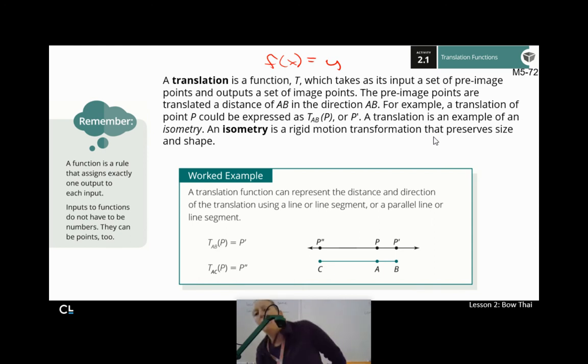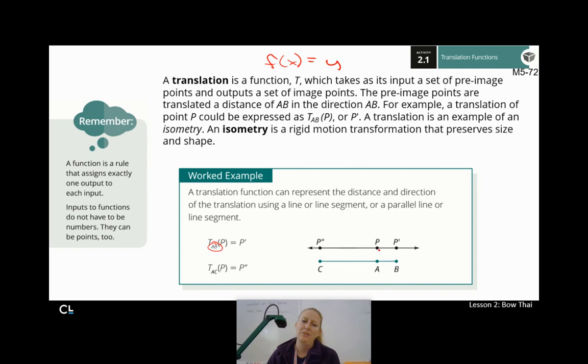Let's come back to this notation thing for a minute here, though. All right. So a translation function can represent the distance and direction of the translation using a line or a line segment, or a parallel line or line segment. So here I have transformation T going distance AB of P. So here you can see I have the original P. Here's AB. So I'm going to translate point P that far over to here, to P prime. There's my new point, P prime. I just translated this distance AB, because that's what it said. It said AB. So I translated it the distance of AB, and I called the new guy P prime.